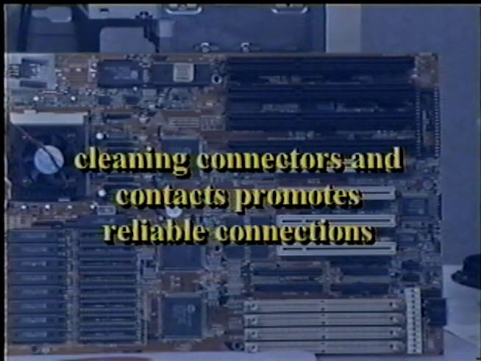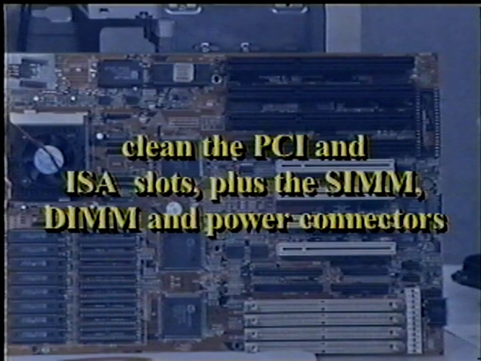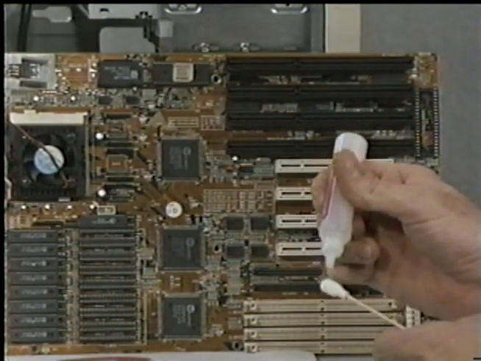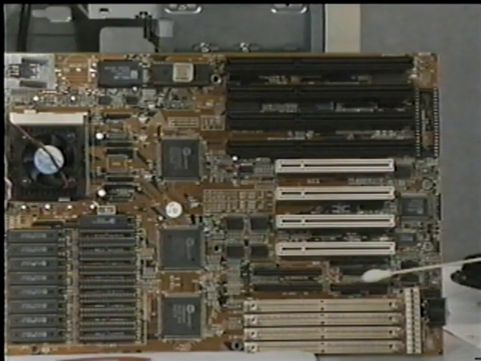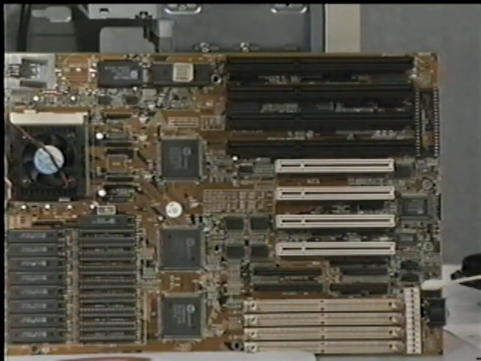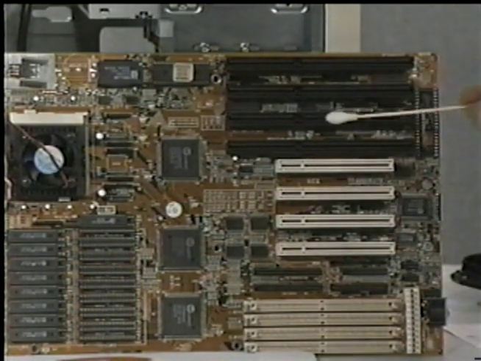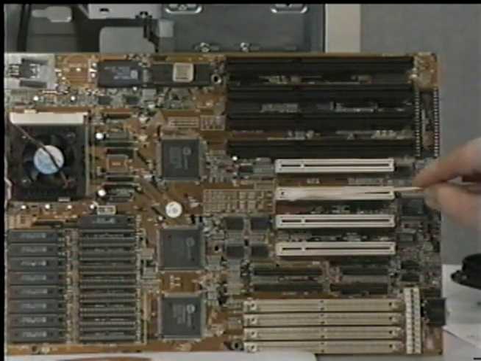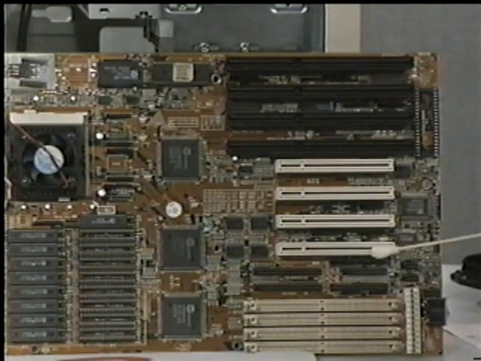Cleaning the connectors and contacts promotes reliable connection between devices. We'll want to clean the PCI, ISA, SIM, DIMM, and the power connectors on the motherboard. We saturate the lint-free swabs in the liquid cleaning solution, then we'll use the soaked swab to wipe the connectors clean, thus removing any dust and contaminants on these connectors. We want to pay special attention to the slot connectors on the motherboard. These slots attract dust because of the installation process of these boards.